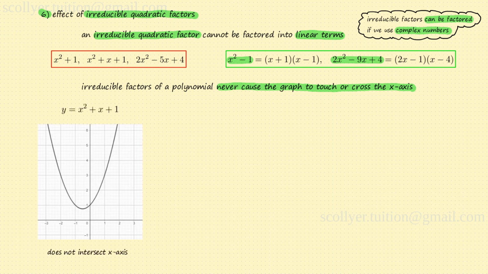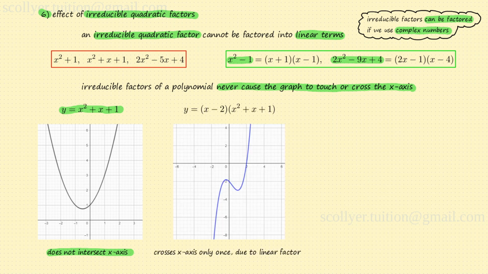So, for example, if we look at the graph of y equals x squared plus x plus 1, and x squared plus x plus 1 is irreducible, then we see that the graph does not intersect the x-axis. It does not touch or cross it. And if we look at the graph of y equals x minus 2 times x squared plus x plus 1, we see that the graph crosses the x-axis only once at x equals 2, which is due to the presence of the linear factor x minus 2. There are no crossings or touchings due to the x squared plus x plus 1 term.